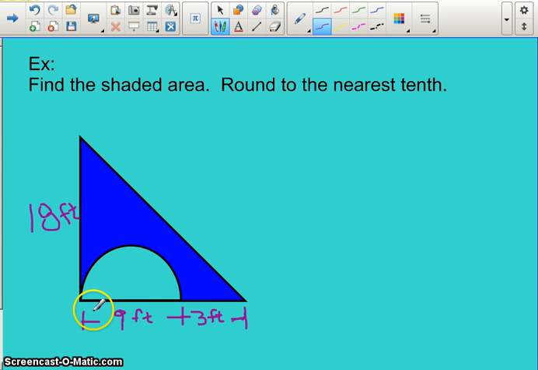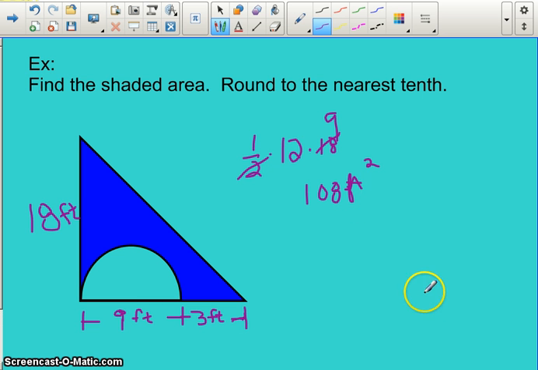Alright, so we've got a base of 12. We're going to take 1/2 base times height. Half of 18 would be 9. 9 times 12 would be 108. So the area of the triangle, if it was just a complete triangle without the hole, would be 108 feet squared. Now we have to figure out the area of this circle and subtract that from the total area.